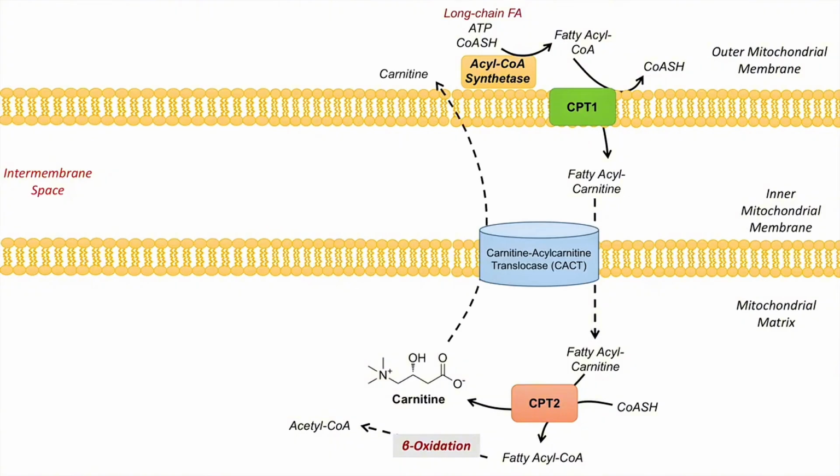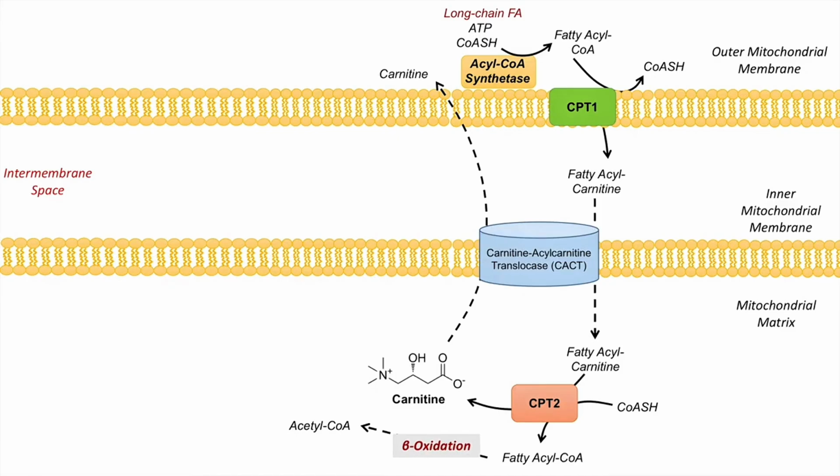But this carnitine can actually be pumped back out of the mitochondria and into the cytosol. It utilizes the same transporter, the carnitine acylcarnitine translocase, goes across the inner mitochondrial membrane, crosses the outer mitochondrial membrane, and enters the cytosol, where it can be used again as a shuttle or a carrier molecule for another long-chain fatty acid.